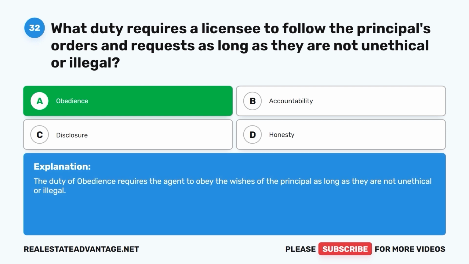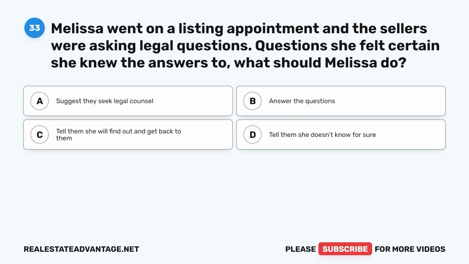The duty of obedience requires the agent to obey the wishes of the principal as long as they are not unethical or illegal.